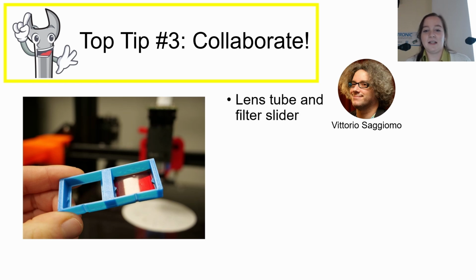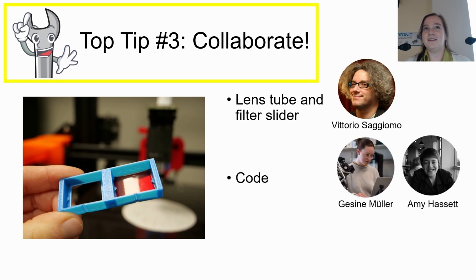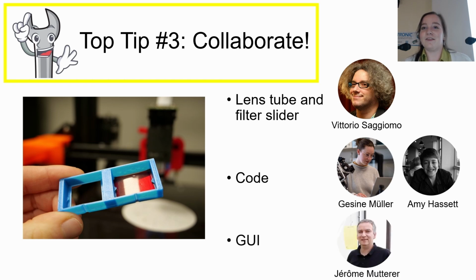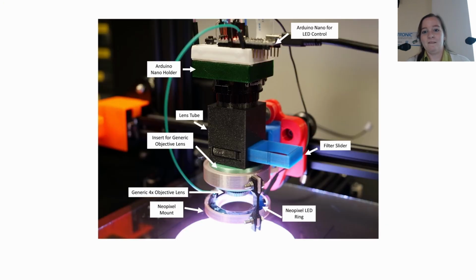So Vittorio designed the lens tube and the filter slider. I'm terrible at coding. This is my first coding project, so it's just me and ChatGPT trying to put something together. But for the coding, I needed help. I didn't have that expertise, so I reached out to Gesine and Amy, and they helped with the coding. And then for the user interface, I got some help from Jerome, again, because this is just not my area of expertise. So that would be my third tip, is just to lean on the people around you to make your project better.